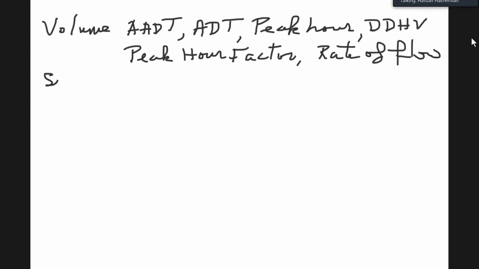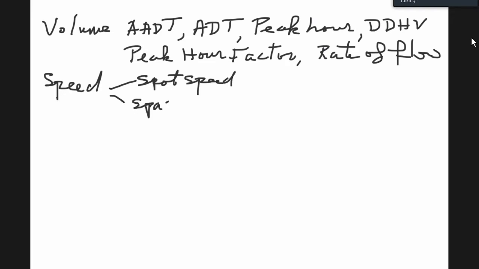Now, the next thing I want to talk about is the speed. Another element of traffic flow is the speed. There are two types of speed. One is called spot speed, and the other one is called space mean speed. And if you get the spot speed and want to get the average, we can call it time mean speed.